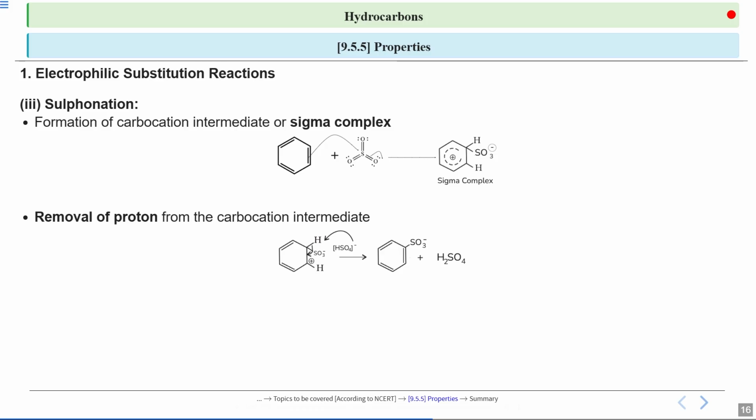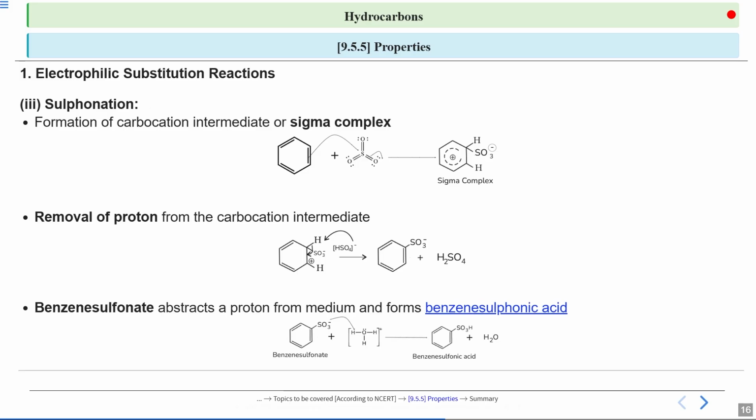Next, let's see how a proton is removed from the carbocation intermediate. The HSO4 minus, which was produced in the first step of generation of the electrophile, acts as a base and removes an H plus from the sigma complex, restoring the aromaticity of the benzene ring and creating your sulfonic acid, so benzene sulfonic acid.